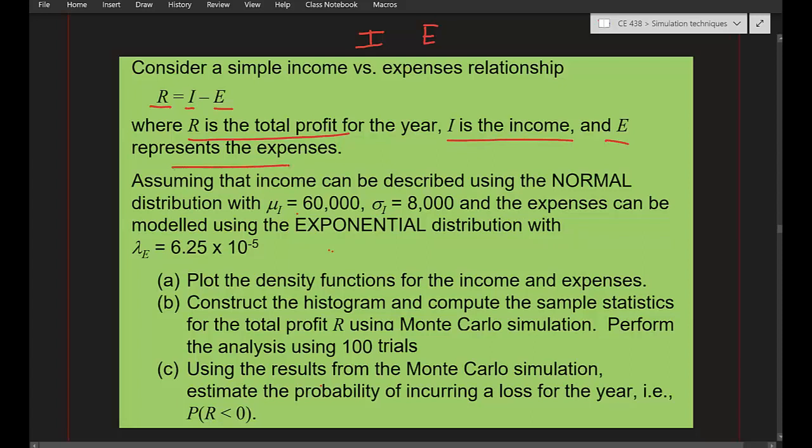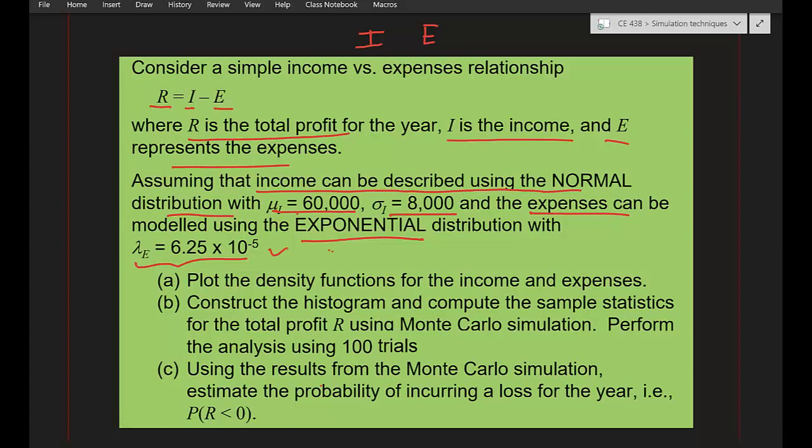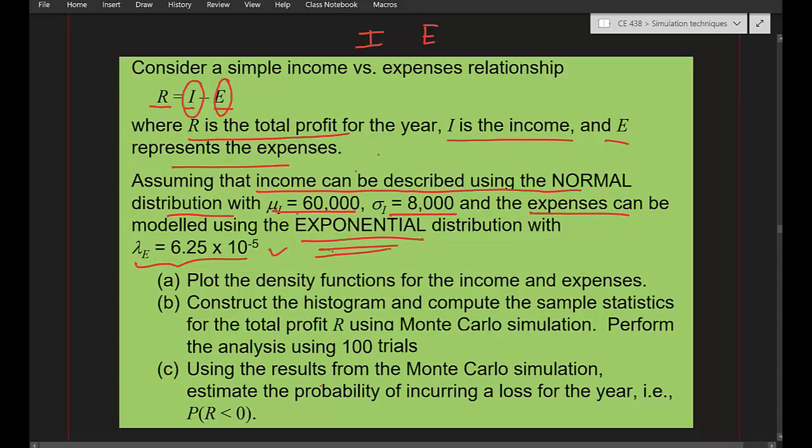Now let us make some assumptions. Assuming income can be described by a normal distribution with a mean of this quantity and variance of this quantity. Similarly, expenses can be modeled using an exponential distribution with lambda value given like this. So you see, we said earlier, the input variable will be described by a distribution. In this case, one variable, income, is my random variable, described by a normal distribution, and expenses is another random variable, described by an exponential distribution.